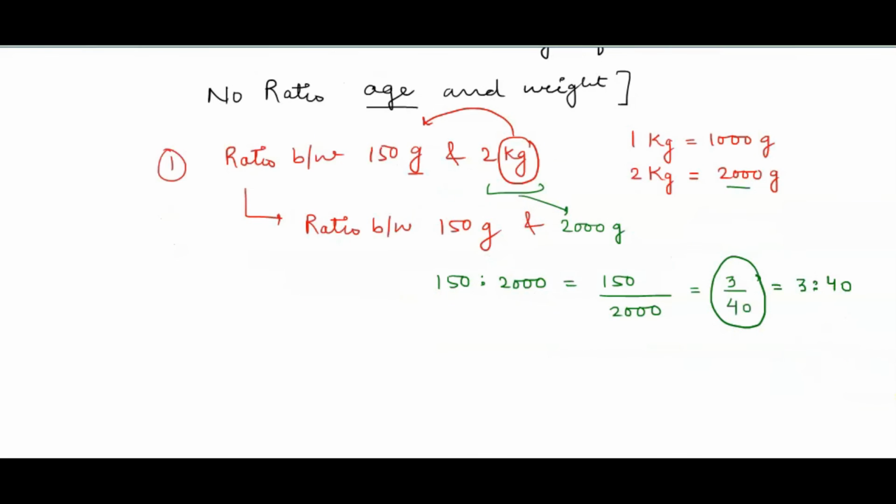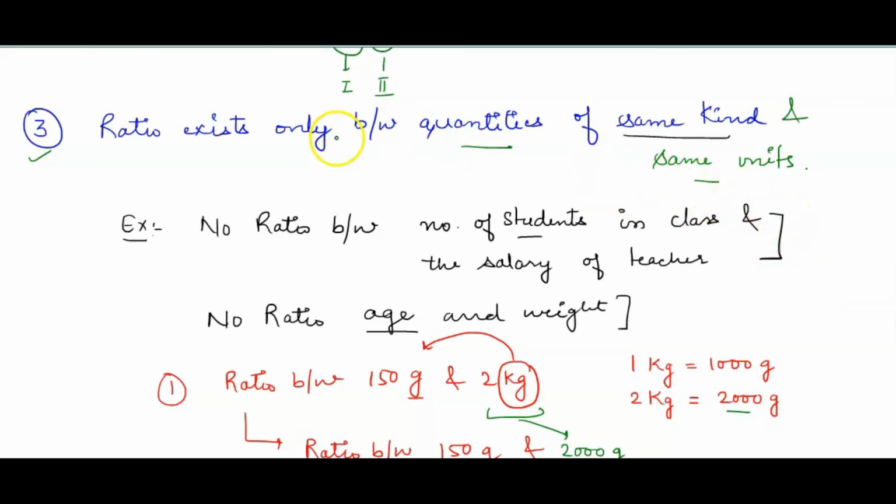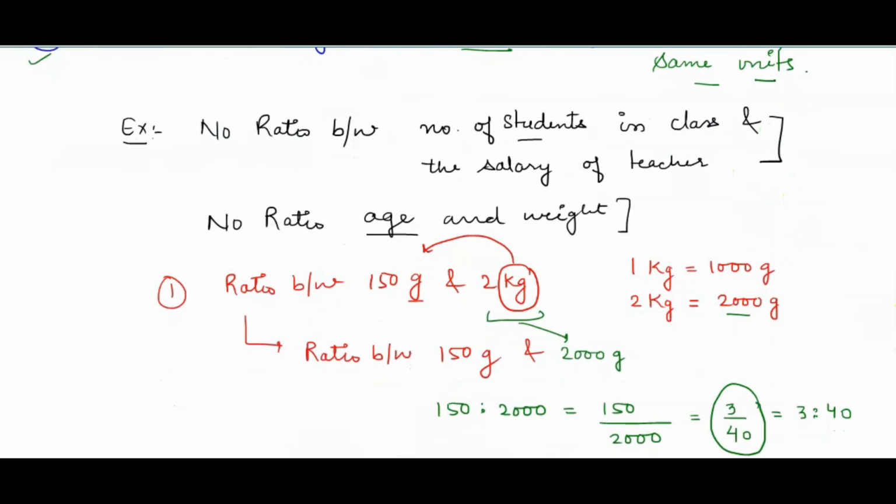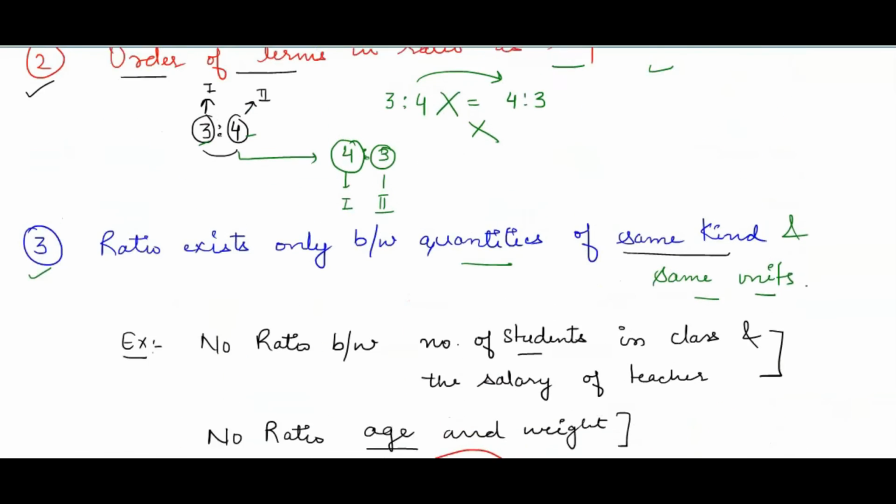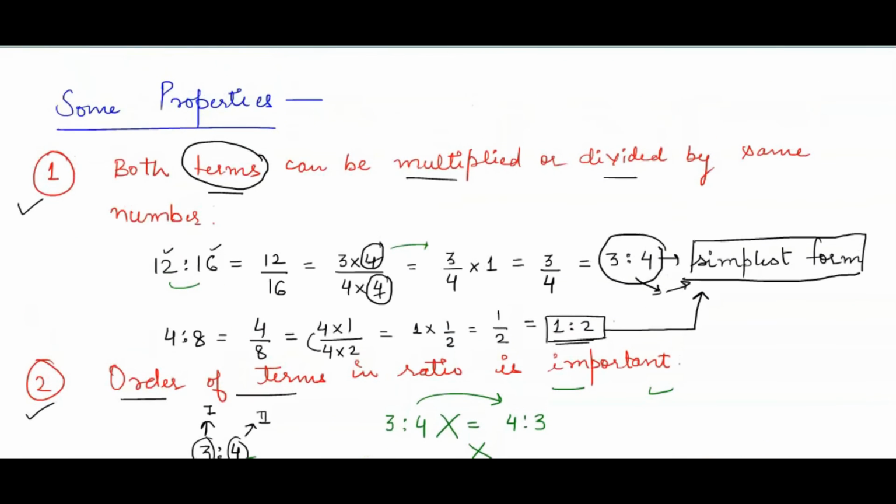So clearly we have to find the ratio in the same units, then the ratio will exist. That's why we are converting kilograms into grams. So I hope you understood all three properties regarding ratios, and that's it for today.